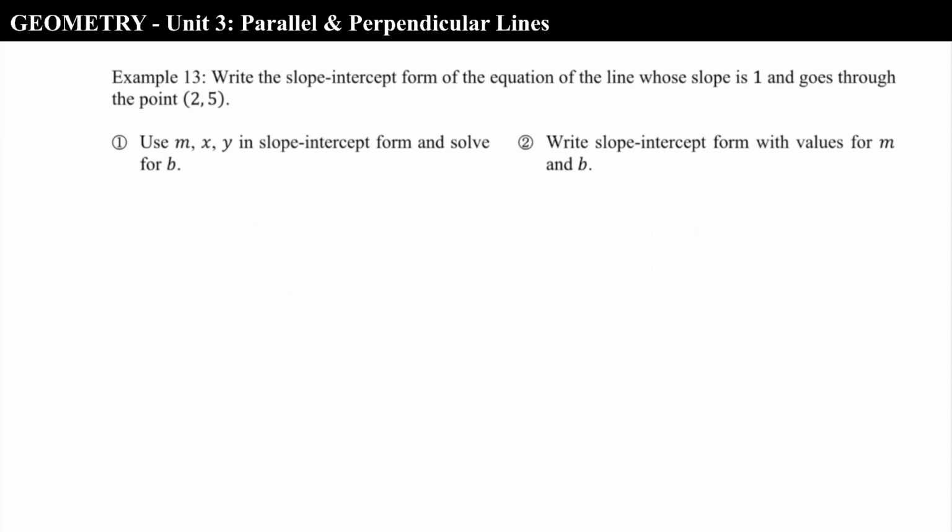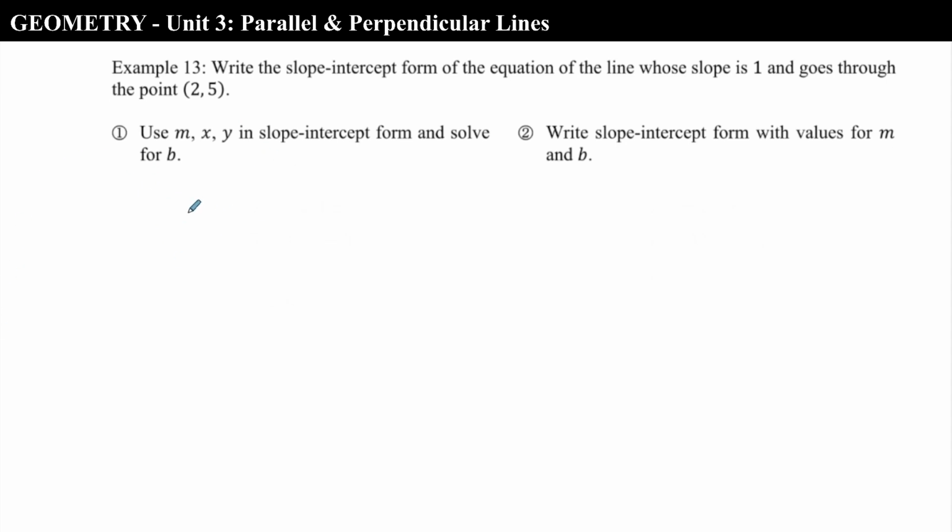For example 13, we're going to write the slope-intercept form of the equation of the line whose slope is 1 and goes through the point 2, 5. Well, what we're going to do first is use y equals mx plus b to find out what our b is. So we're going to plug in 5 for y from our point. Our slope is 1. Our x is 2. And so now we just have to solve for b. So 5 equals 2 plus b, so b equals 3.